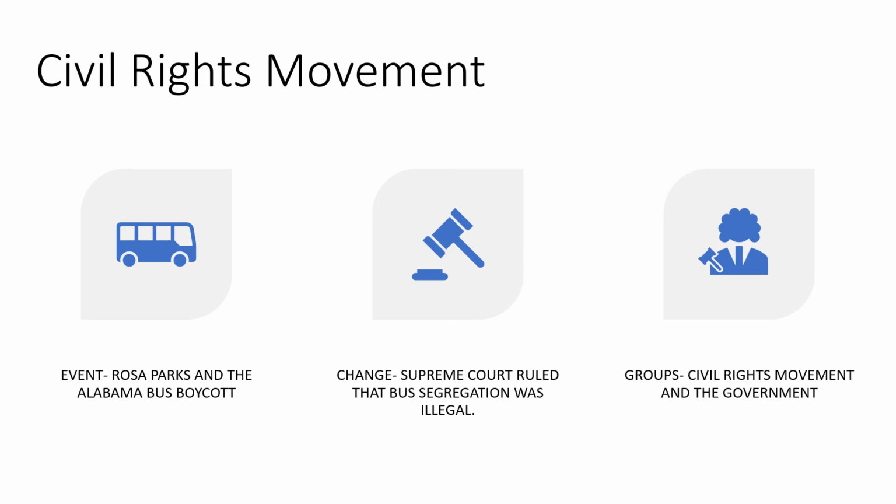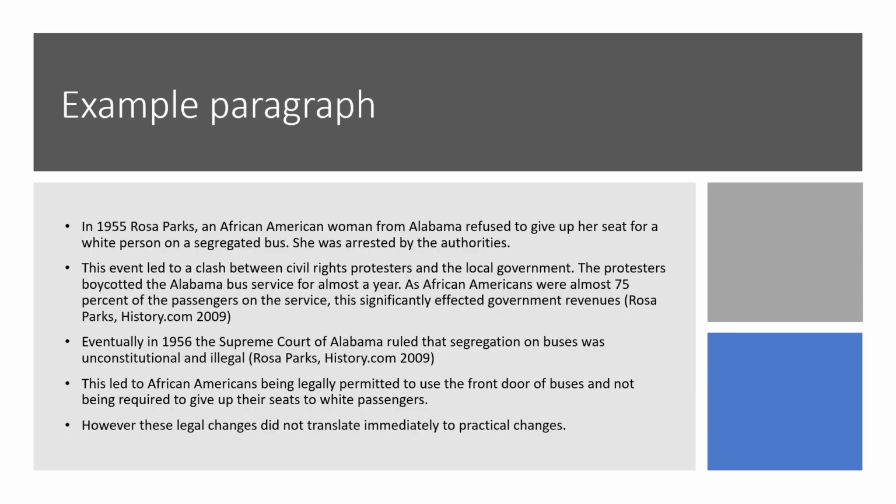Okay, so the event we're looking at is Rosa Parks and the Alabama bus boycott. The eventual change due to this event, so the interaction would be between Rosa Parks and the civil rights movement and the local Alabama government, right? Eventually the change was that the Supreme Court ruled that bus segregation was illegal, so bus segregation was changed. And that would be the change that you would talk about in your paragraph. So here is an example of how you write the paragraph.